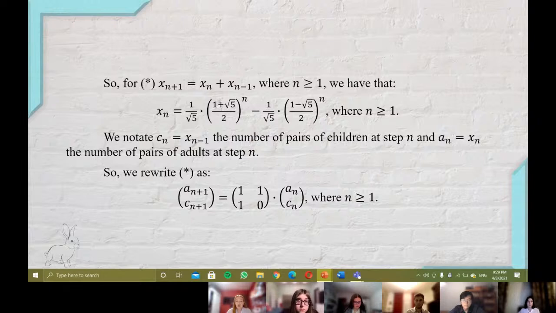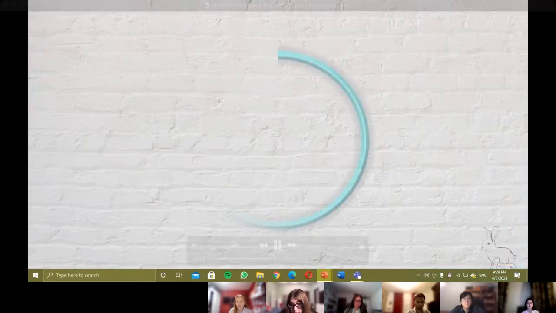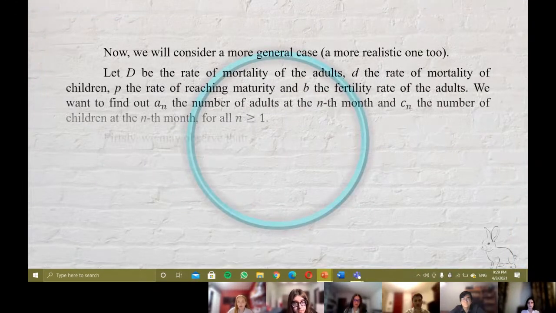So for our Fibonacci sequence, which was xn+1 = xn + xn-1, where n was greater or equal than 1, we will have the equation that we already showed. We annotate cn equal with xn-1, the number of pairs of children at step n, and an equal with xn, the number of pairs of adults at step n. So we rewrite our Fibonacci sequence as the following matrix, where n is greater or equal than 1. Now I will let my colleague George talk about the general case.